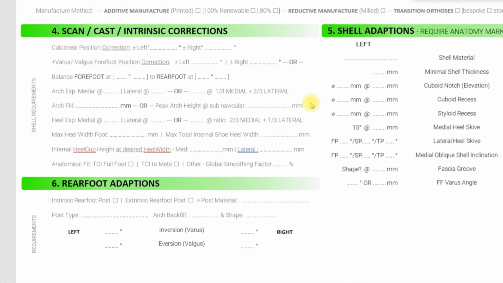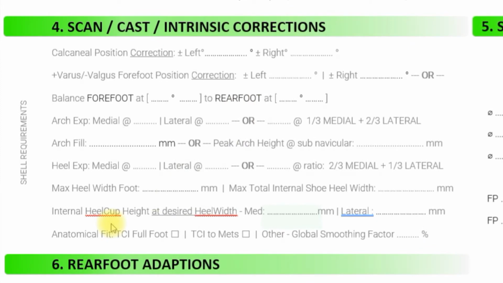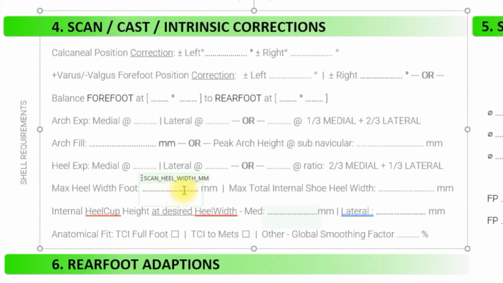Welcome to section 4.7. Okay, maximum heel width at the foot. So these two variables here tell us what you want the maximum width at the cross section of the foot, so the peak distance of the foot, and this is according to heel expansion above.